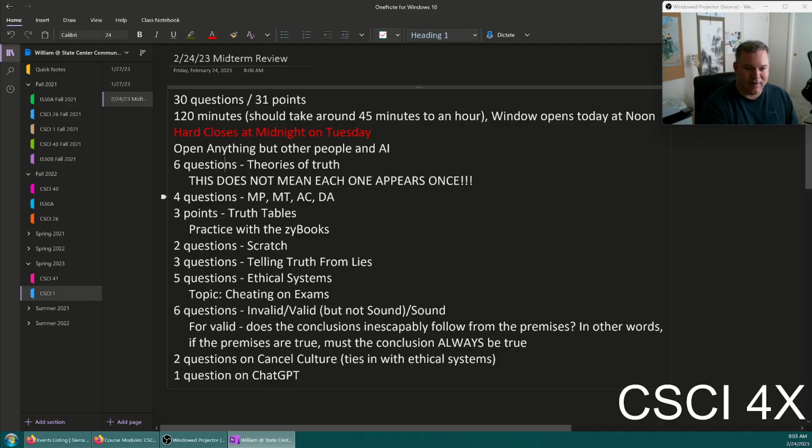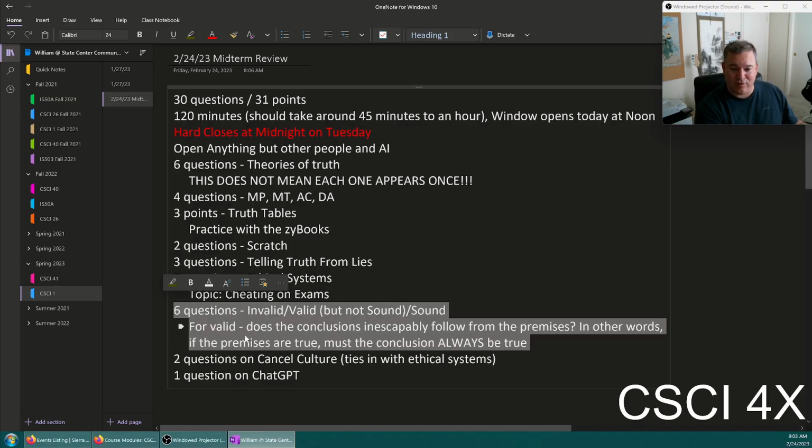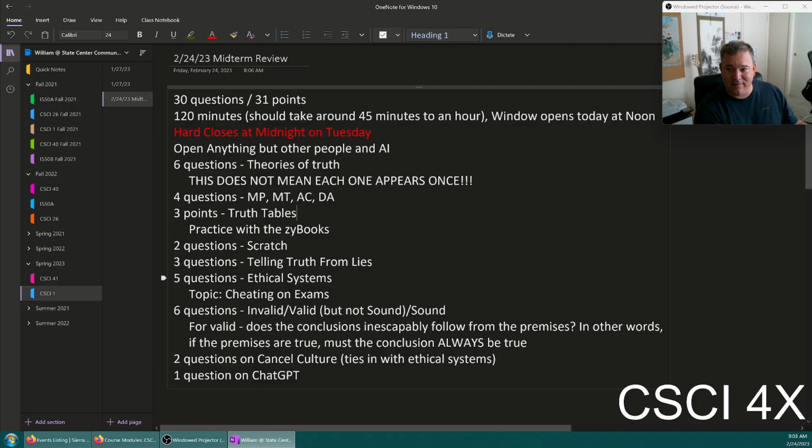There are 4 questions on recognizing the form of an argument. Is it modus ponens? Is it modus tollens? Is it affirming the consequent? Is it denying the antecedent? This is good practice for you, especially since there are 6 questions on invalid and valid later, and some of those are in fact affirming the consequent or denying the antecedent arguments. So is it all multiple choice?